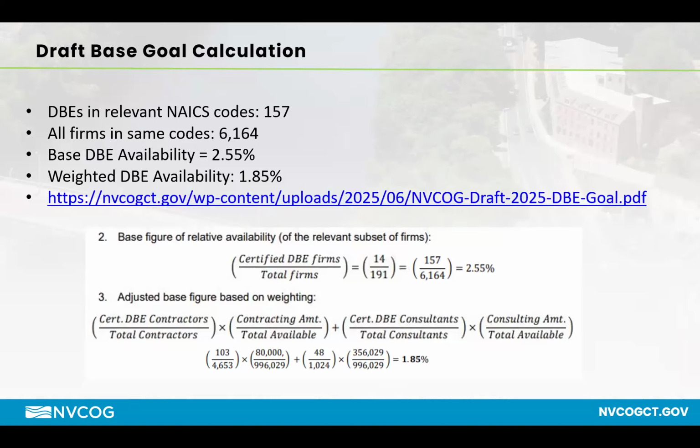We then weighted that equation. To establish a weighted goal, availability of DBEs in each NAICS code category is computed and used to determine contractable dollars. Total DBE contractable dollars are then divided by the total projected contracting dollars, to determine the weighted base DBE goal, and that gave us a goal of 1.85%. So we rounded that up to give us an overall 2% goal. You can view this methodology and the report, or the DBE goal setting methodology report, that's available on our website at NVCOGCT.gov.